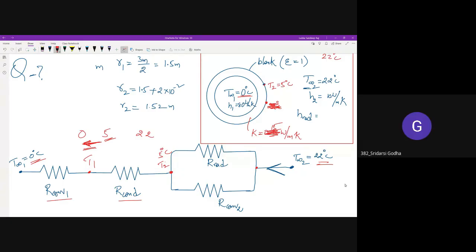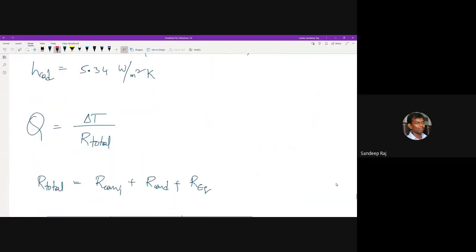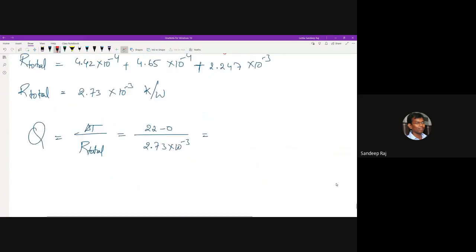Is that clear? Yeah. Q value. Somebody please tell me what is the Q value.